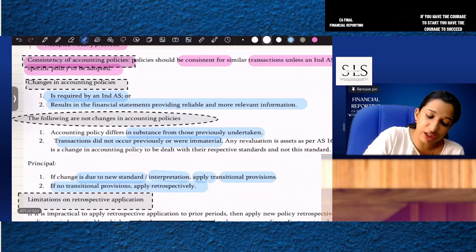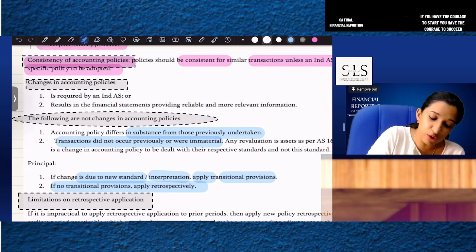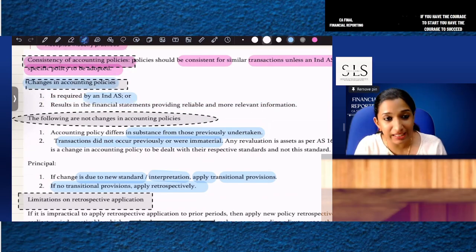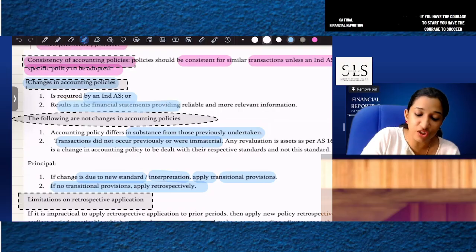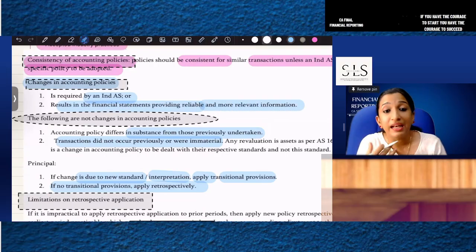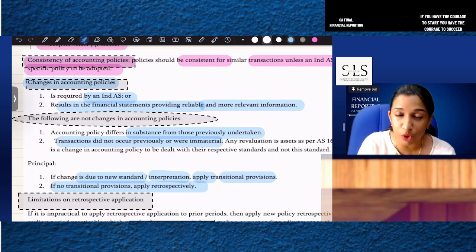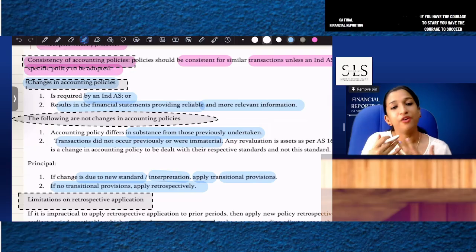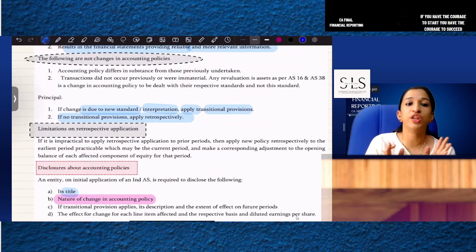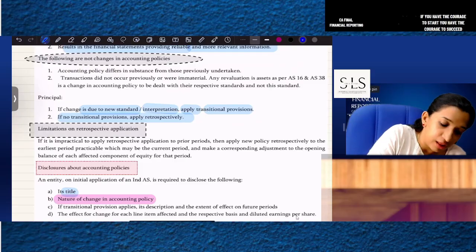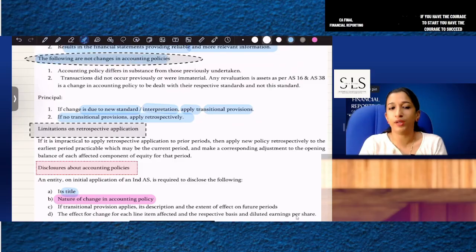If it is so, can you change an accounting policy? Yes, if it is required by Ind AS or it results in financial statements providing more reliable and relevant information. The entity can change accounting policies if it is required by another Ind AS, okay, fine, and it results in more reliable and relevant information. Fine. Now, the following are not change in accounting policies.